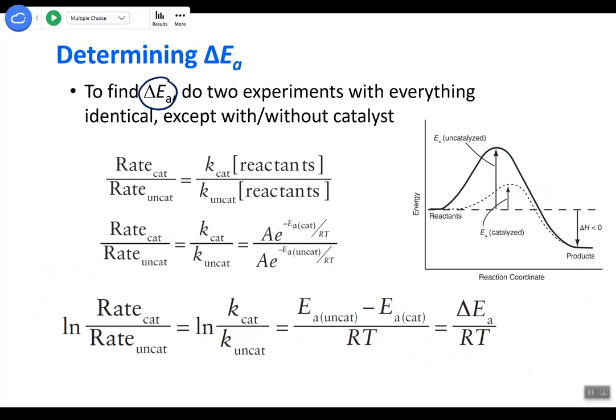Well, how can we calculate the difference in activation energy due to the presence of a catalyst? What is this decrease in activation energy that happens because of the presence of a catalyst? Well, as you can probably predict, we're going to need to do some experiments. If we do everything the same temperature, same concentrations, but we only change whether or not a catalyst is present, we can measure that difference in the activation energy. So we can compare the rate of the catalyzed reaction to the uncatalyzed reaction.